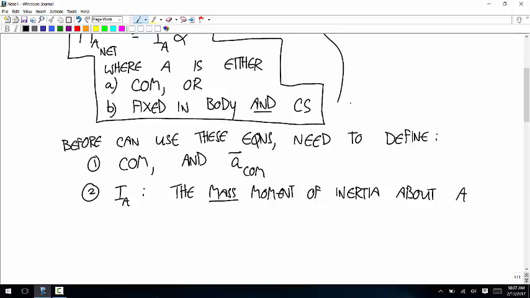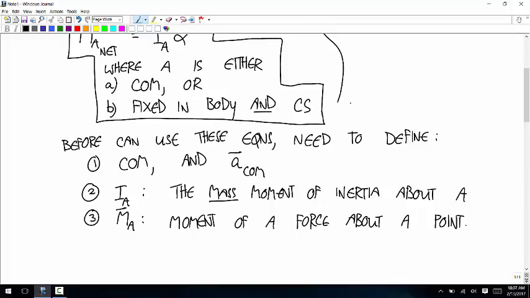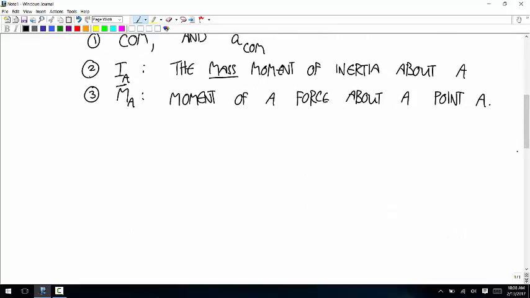And then the third thing is M sub A. That's the moment of a force about a point A. Once we've defined these three things, we can start using those equations. So first, the center of mass. I'll always abbreviate that COM.